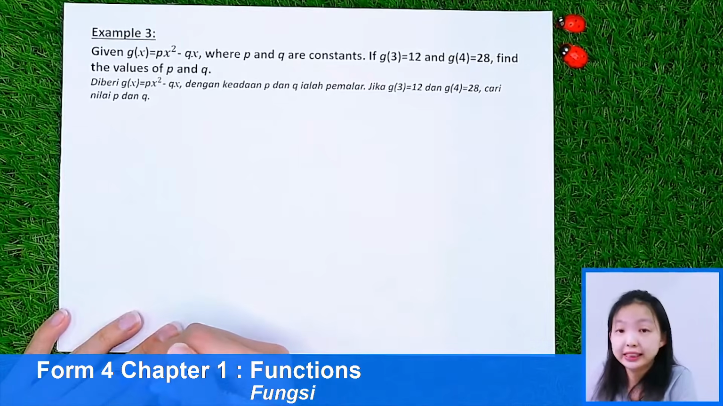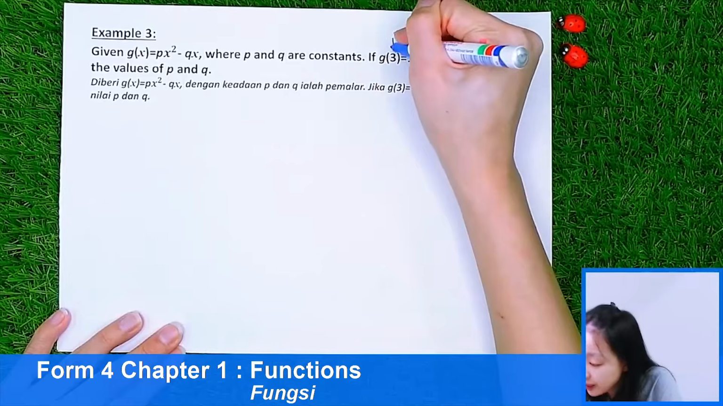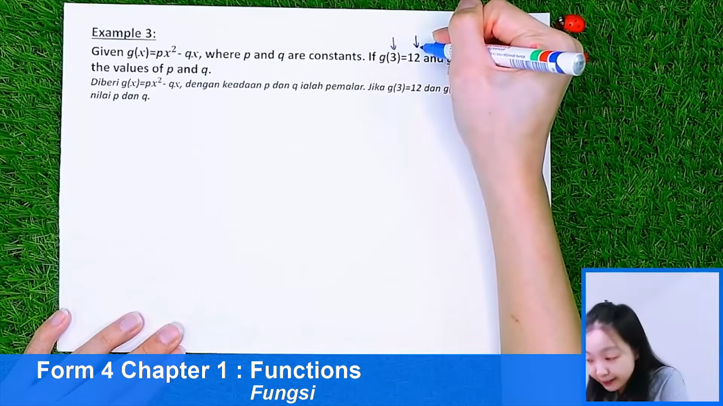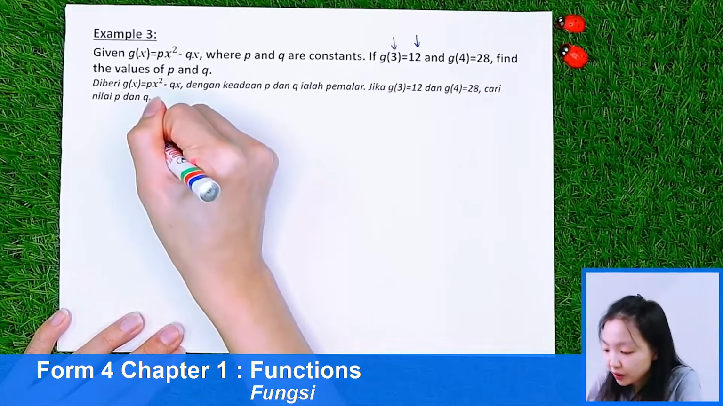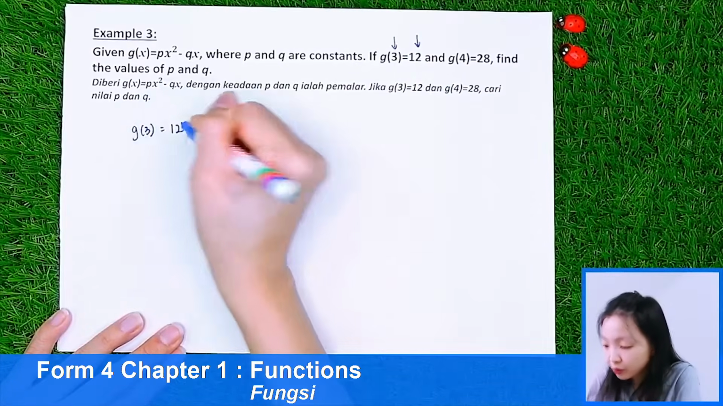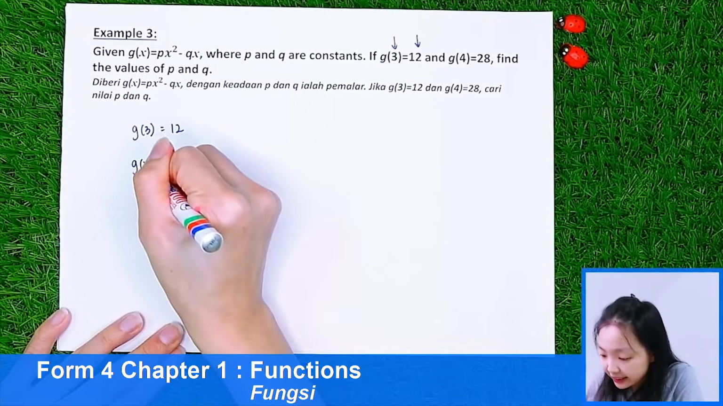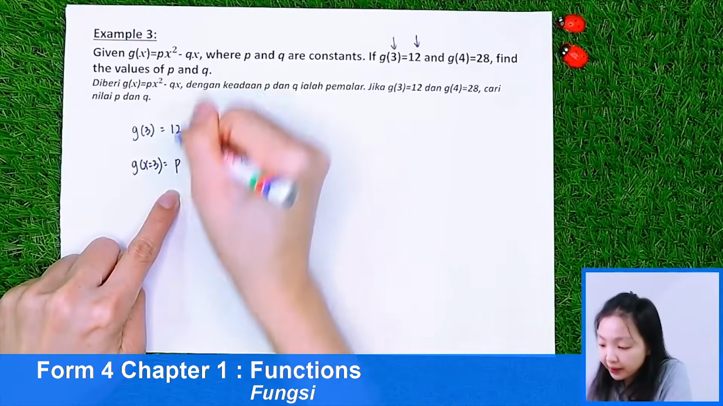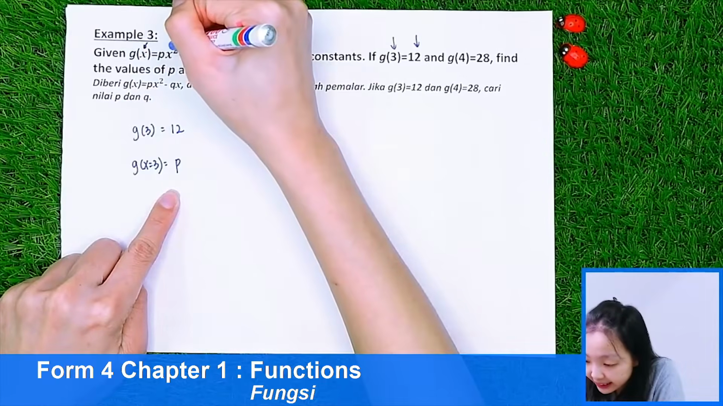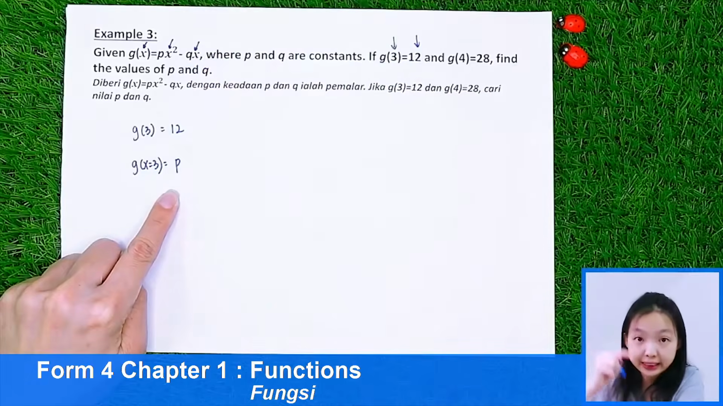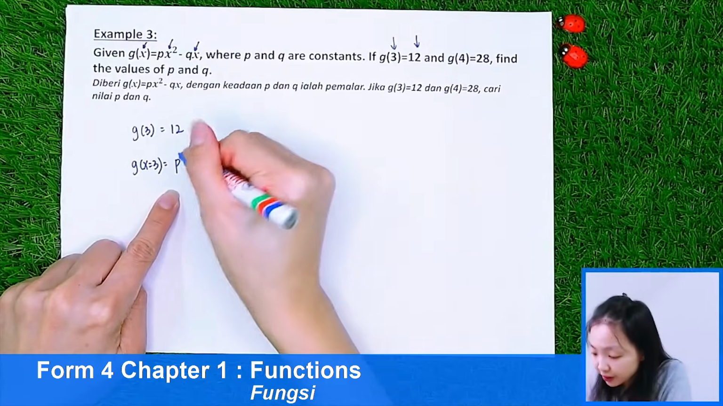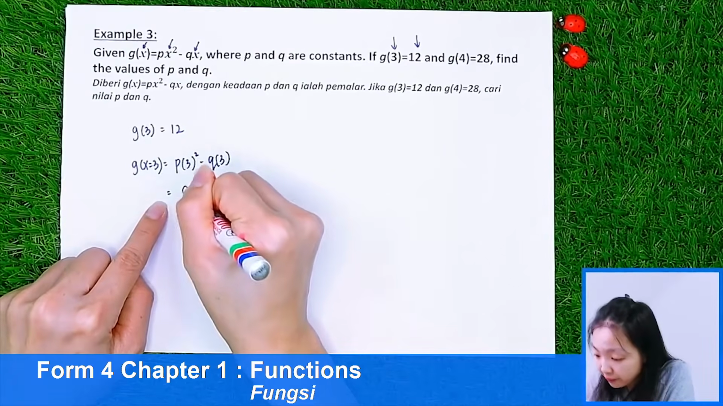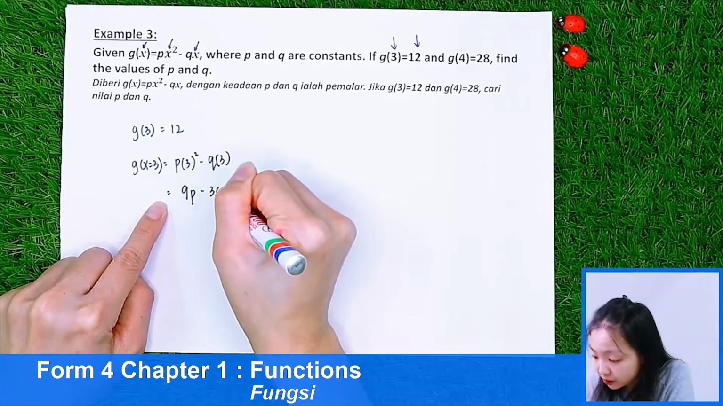g(3) = 12. What is this? You must know, this is the object and this is the image. So x = 3. When x = 3, I substitute 3 inside here. Do you see that? I substitute 3 inside here. So p(3²) - q(3). It will be 9p - 3q.